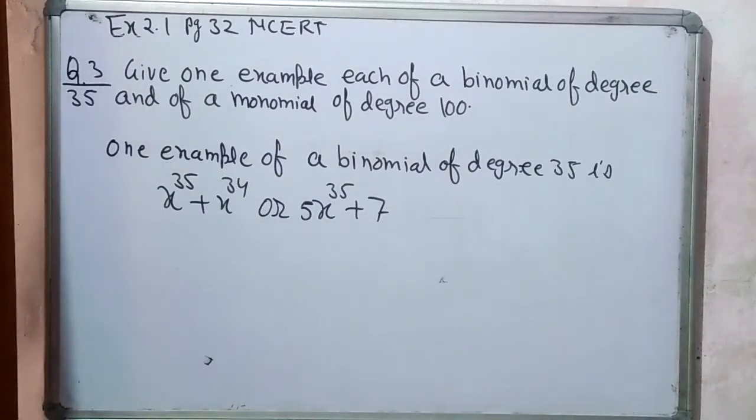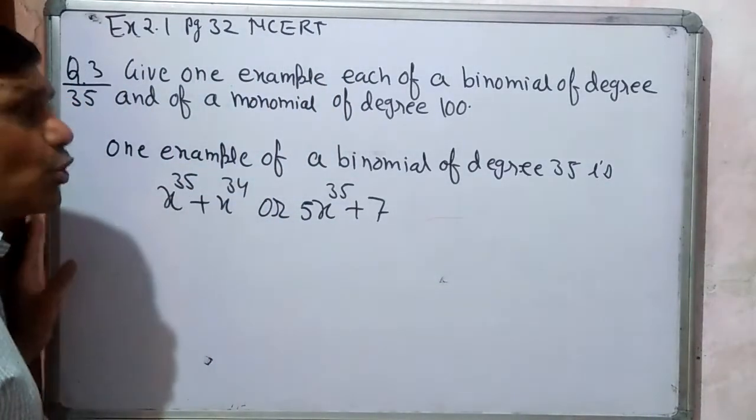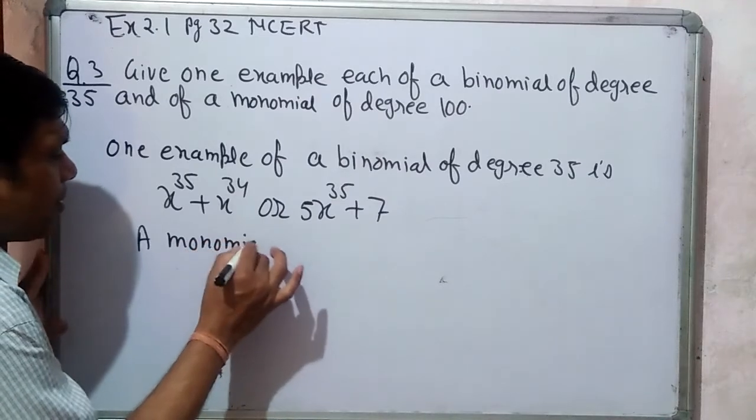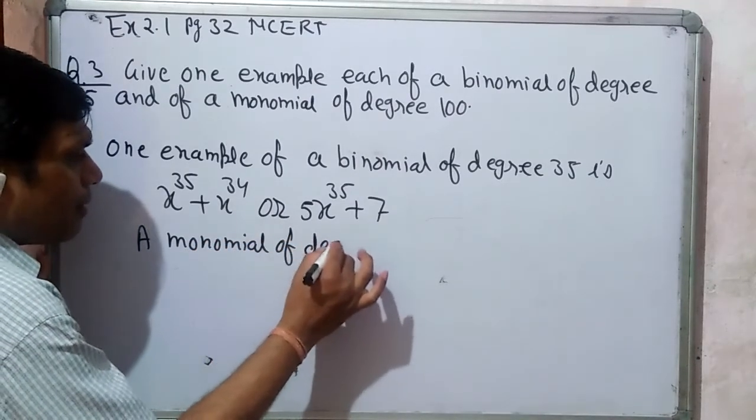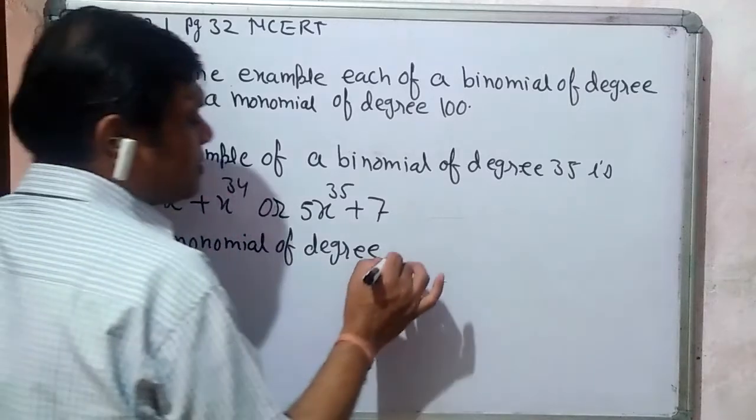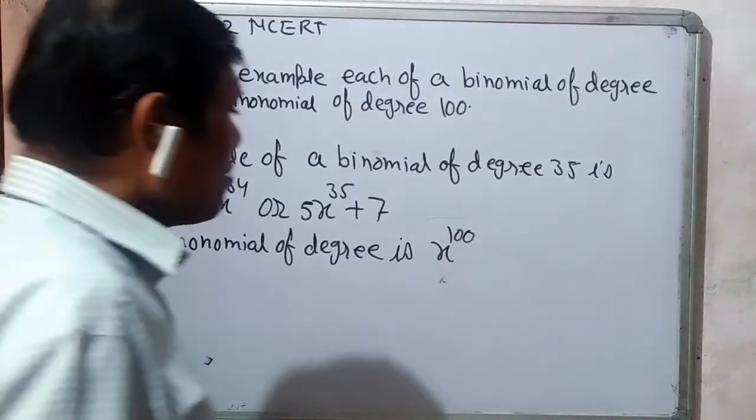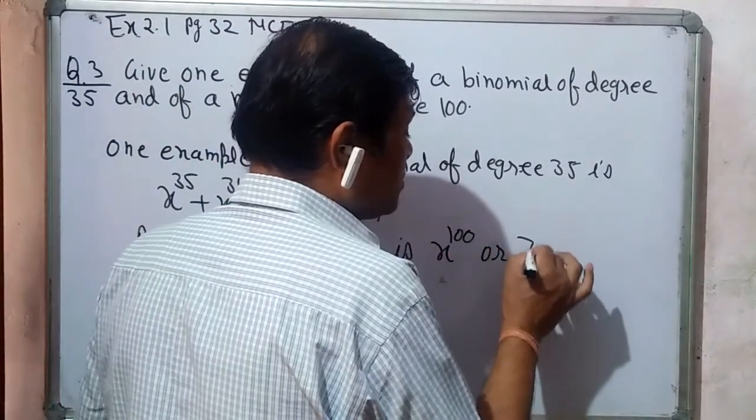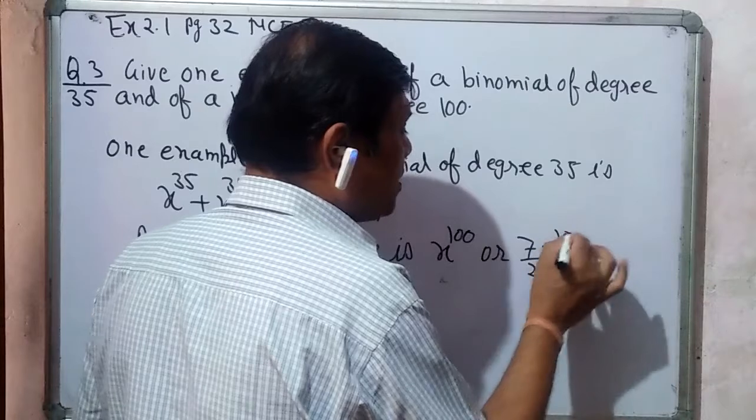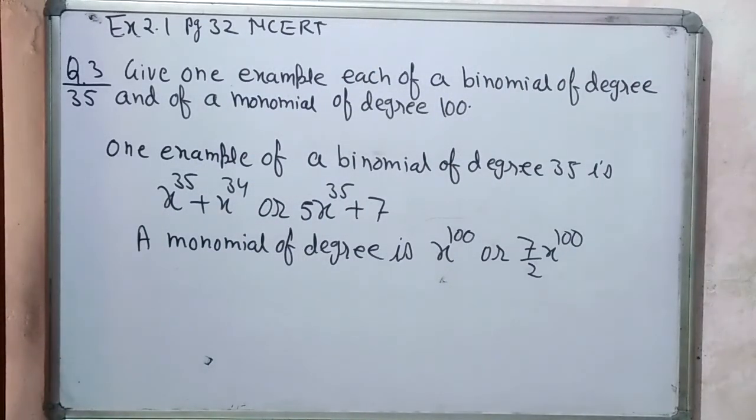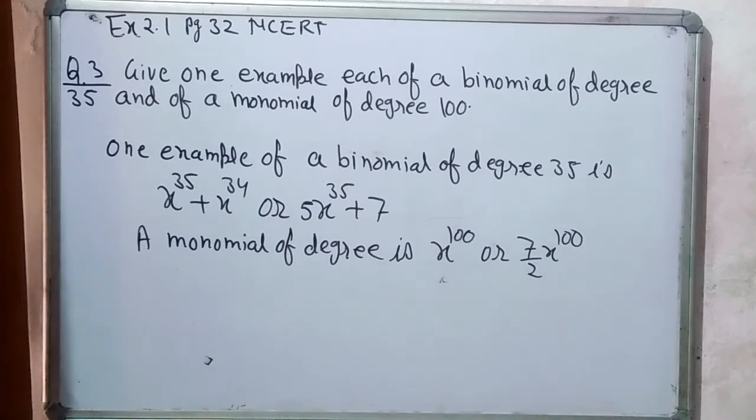Yes, they are. We have to give one more example, a monomial of degree 100. We can simply raise x to the power 100. Is it a monomial? We can write this also as 7 upon 2 x raised to power 100. Whatever the coefficient is, coefficients may change. They may be natural numbers, rational numbers, real numbers, irrational numbers. But the power of the variable will remain 100.